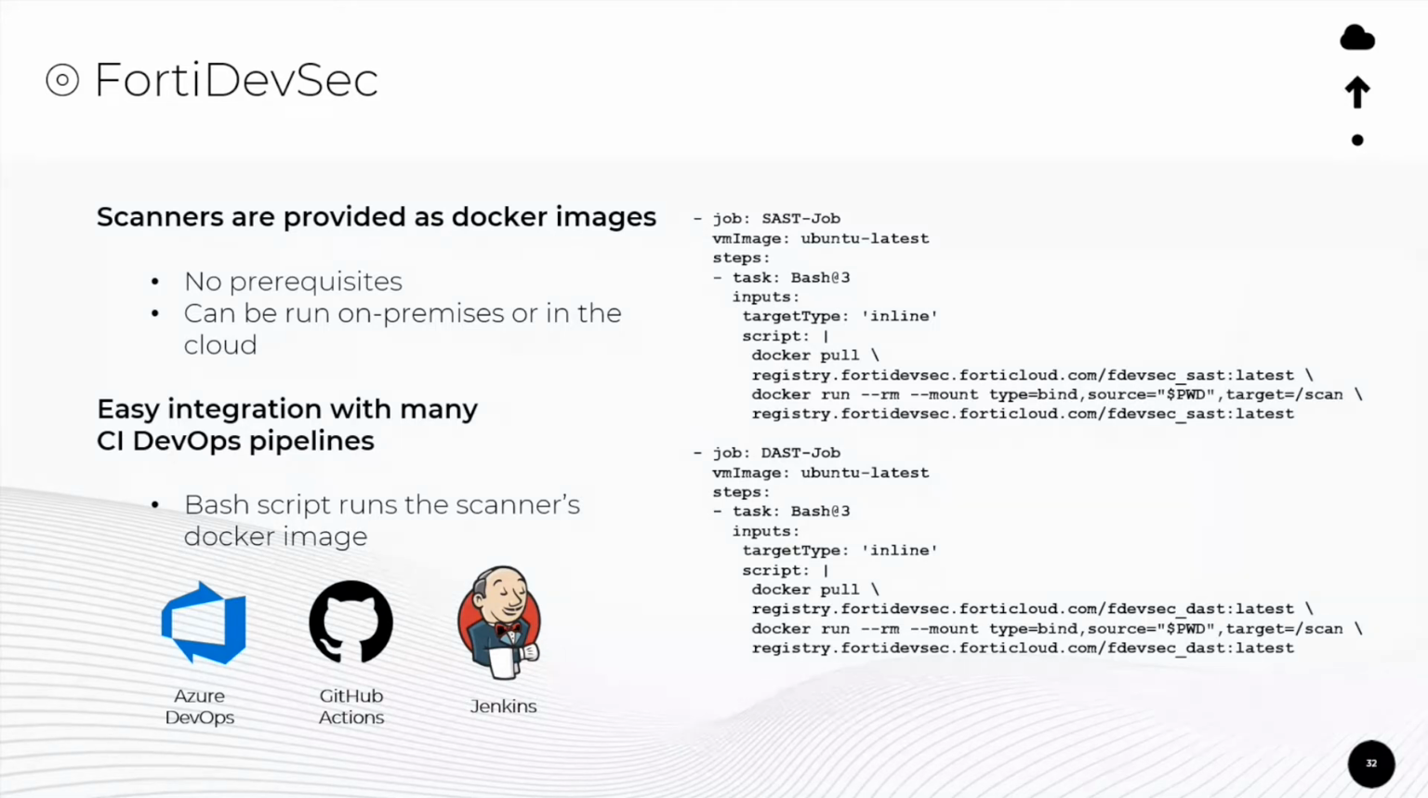And when it comes to scanners, the FortiDevSec scanners are deployed as Docker images, and it has literally no prerequisites. Whether you have an on-premise environment or it's in the cloud, you can deploy these Docker images on-premise or in the cloud, and it can perform the security scan and testing from that environment.